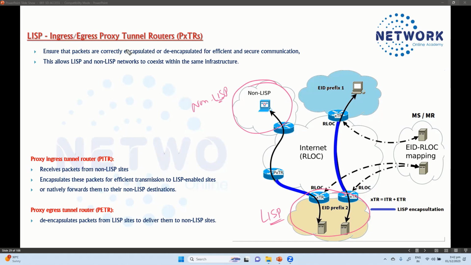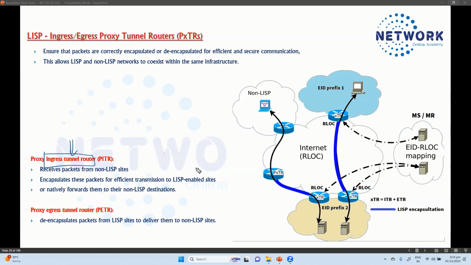These routers are responsible for encapsulation and decapsulation of your packets, especially between LISP and non-LISP within the same infrastructure, because you will have networks built on a normal IP network, as well as a LISP enabled network. So how are we going to communicate between them? First, let's start with the ingress tunnel router, the proxy ITR, the proxy ingress router.